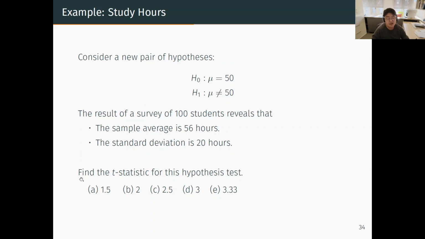From here, find the t-statistic for the hypothesis test. And remember, the t-statistic is the standardized difference between the sample average versus my belief. Of course, you can peek at the previous slide to see what the t-statistic is. Okay, pause the video now if you need more time. Let me go to the next question.